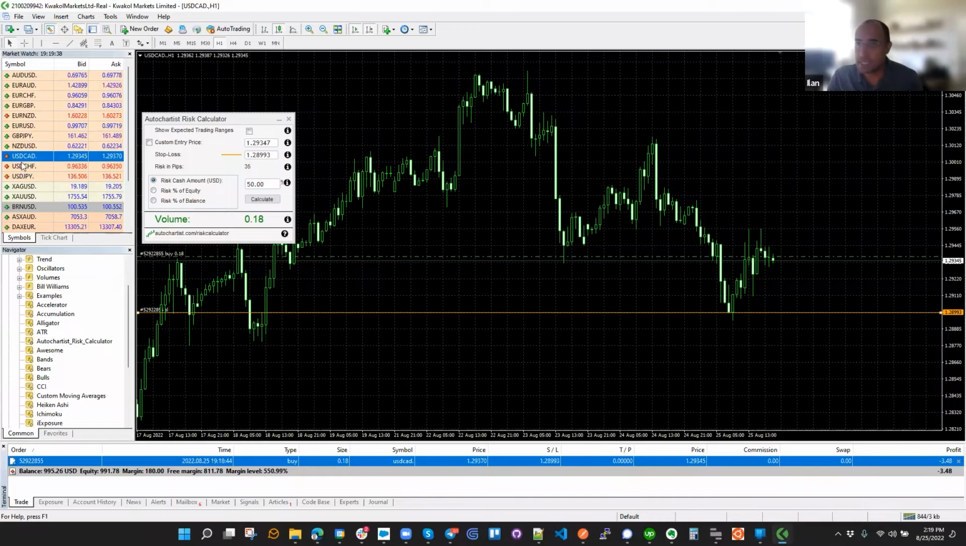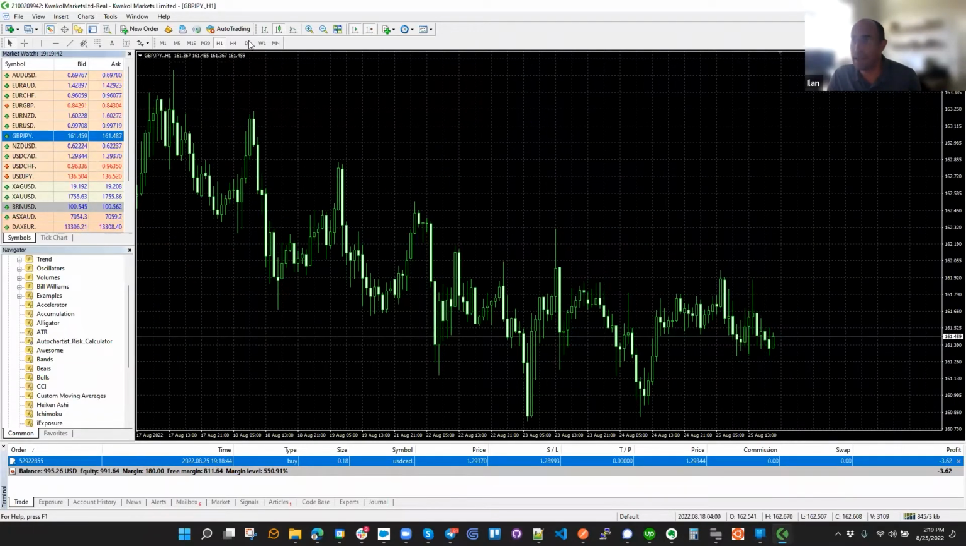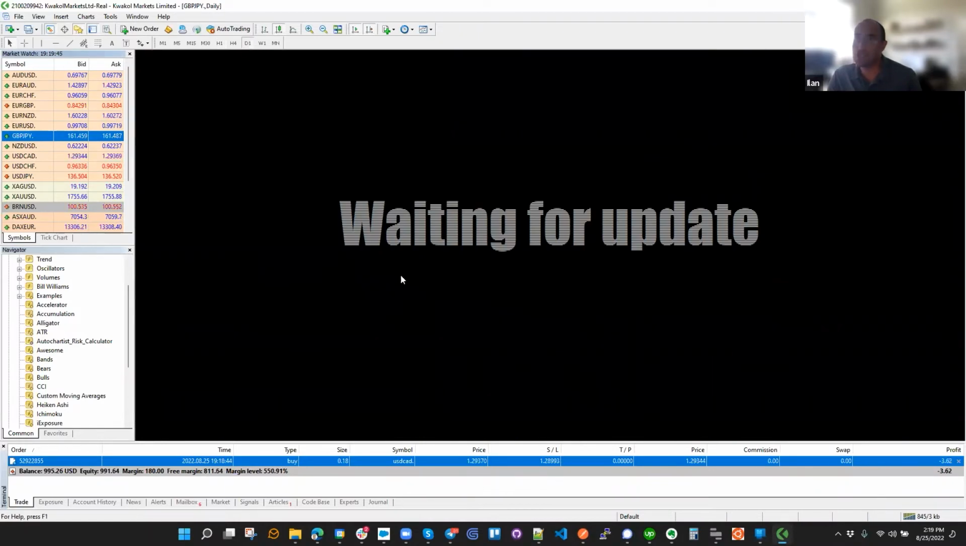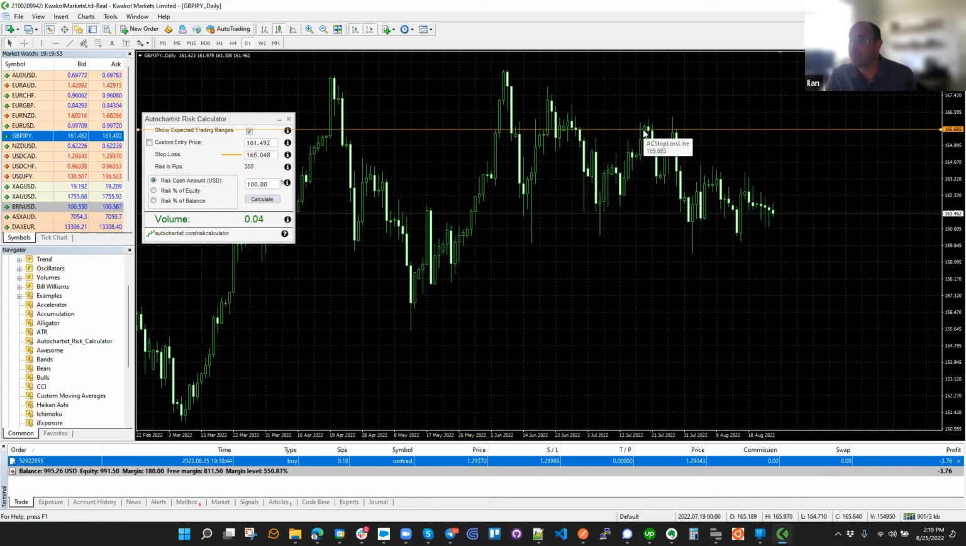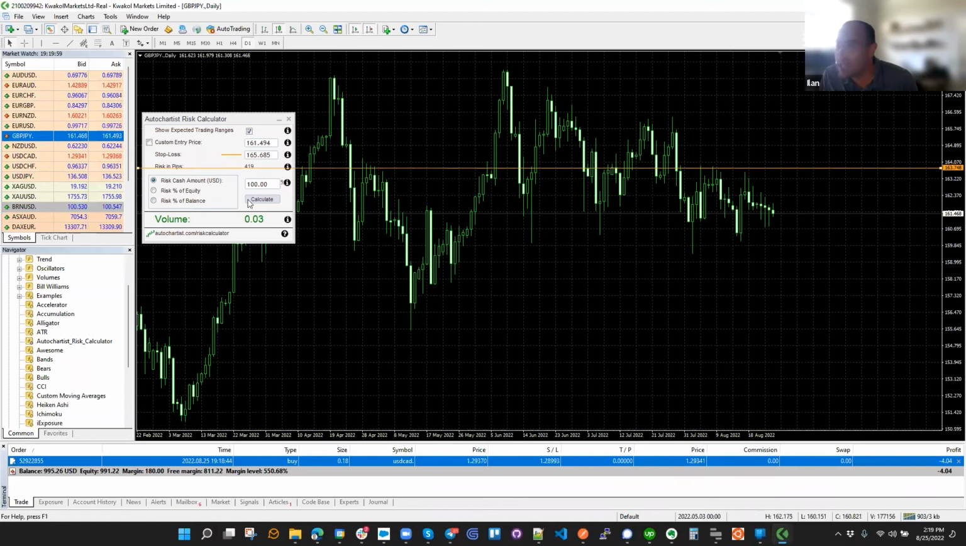Now what I'm going to do is I'm going to take something completely different, like GBP JPY, and I'm going to look at the daily chart, okay? And I'm going to set my stop loss up here at, 400 pips is too far, I'm going to set it over here at 200 pips away from my current price, and I'm going to assume it's going short.